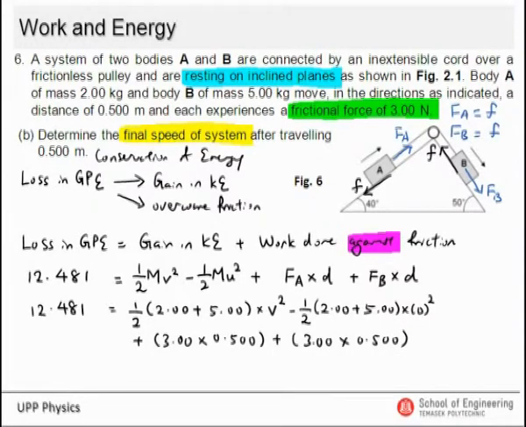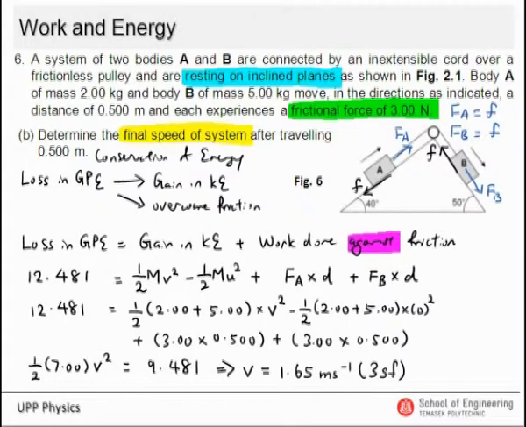So rearranging this equation, we have half the combined mass of 7 kg times V squared equal to 9.481. So upon solving for V, we'll have V to be 1.65 meter per second, rounded off to 3 significant figures. And with that, we have solved the question.